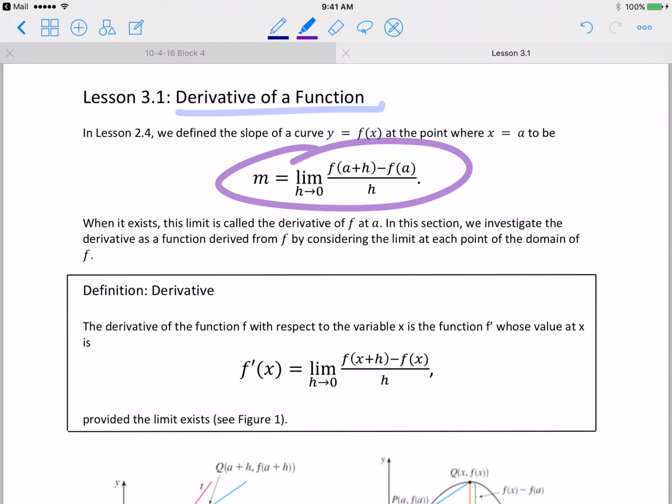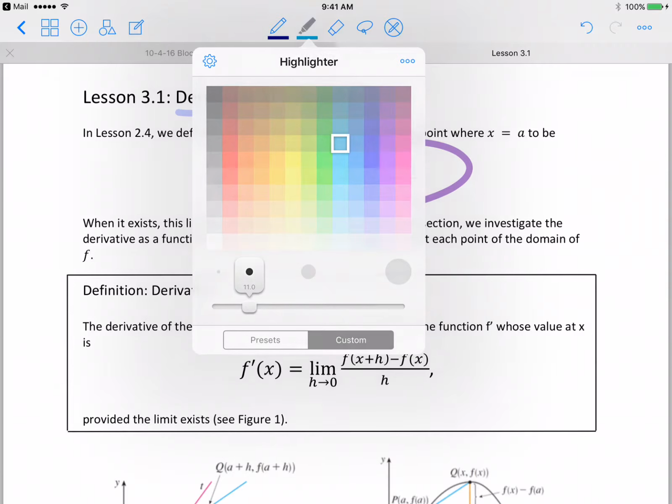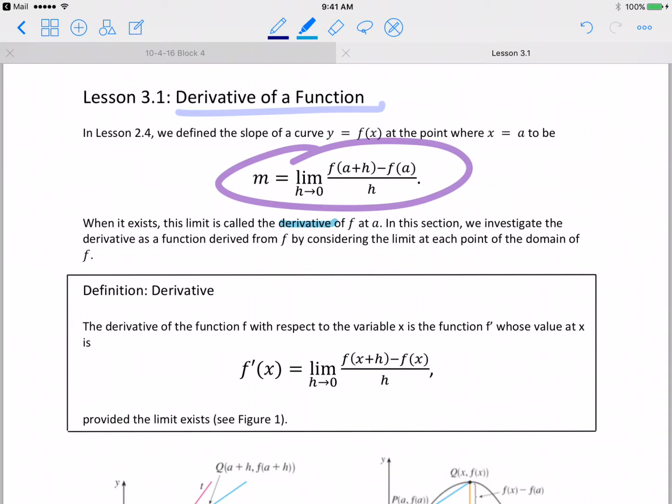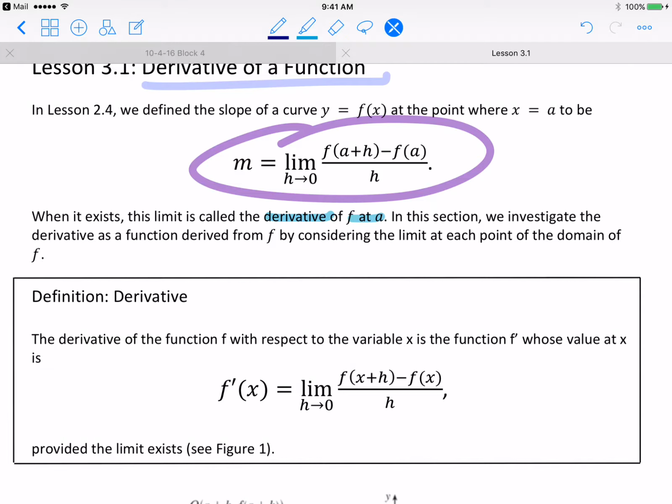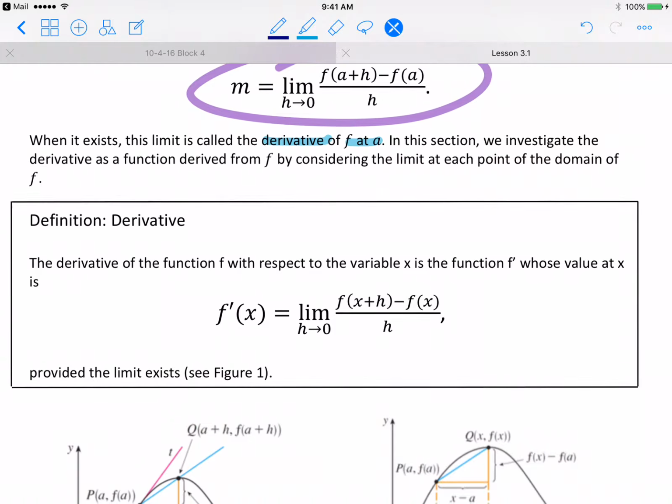When this limit exists, this limit is called the derivative of f at x equals a. That a value would replace our x value. In this section, we investigate the derivative as a function, meaning that we're more concerned with the actual expression of the derivative, as opposed to the number value for the derivative at a particular point.